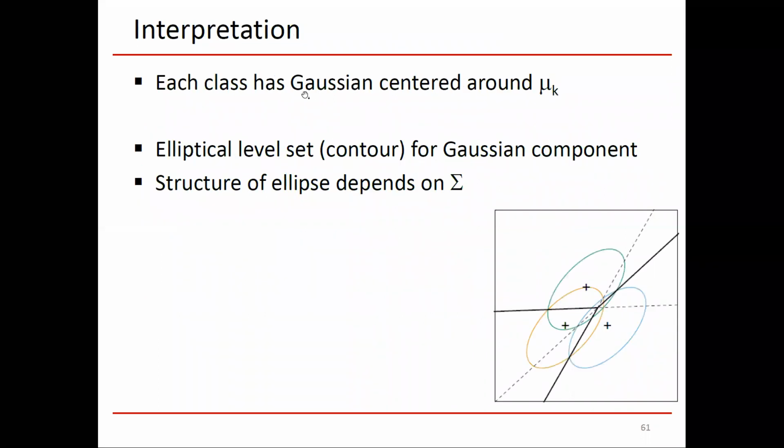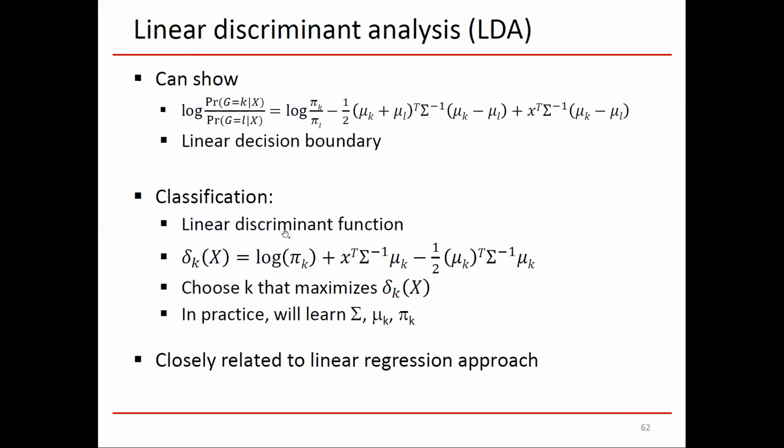So here's our interpretation again. We have a Gaussian blob centered around mu k. The elliptical contour is where the Gaussian densities are the same. The structure of the ellipse, whether it's angular or not, whether it's a thin ellipse or a thick ellipse, even a circle, all of these depend on the covariance matrix. And here we have an example where the 3 sigmas are the same. It boils down to 3 linearly separated decision regions.